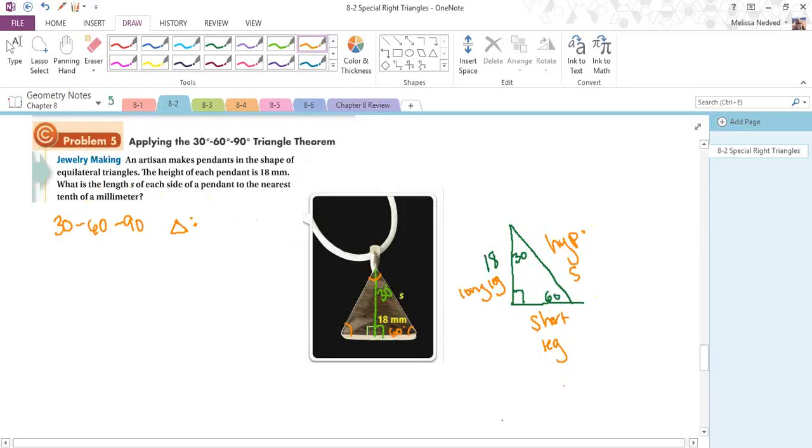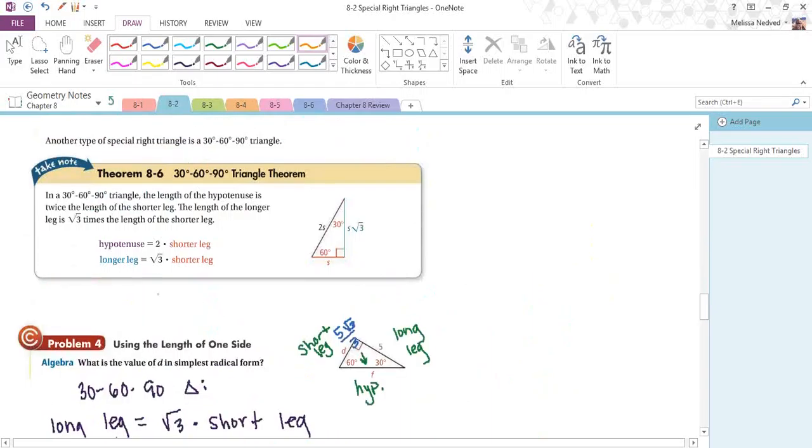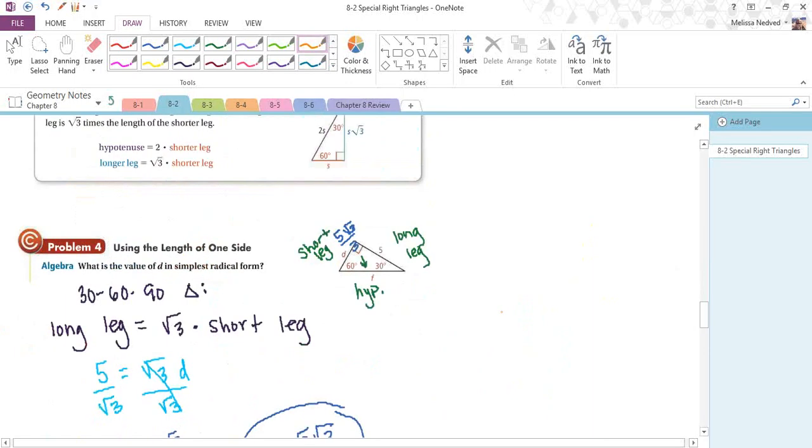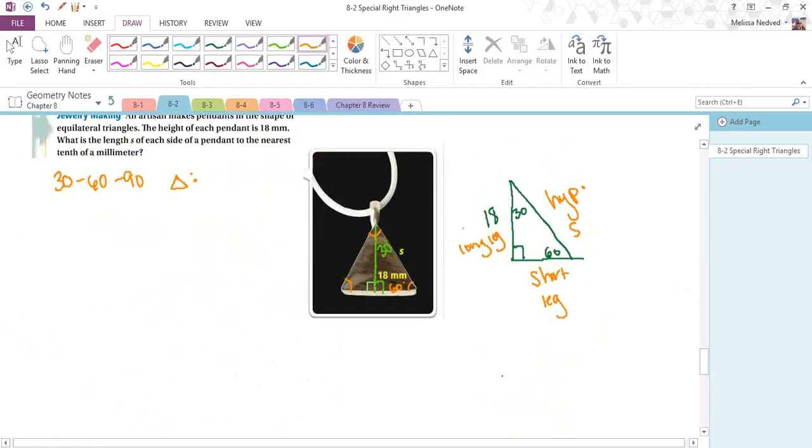so I'm going to label that S. Now, in order to find the hypotenuse, like we said in the previous example, I only have one formula that uses hypotenuse, and that is the hypotenuse is equal to 2 times the shorter leg. But I don't know the short leg in this pendant problem. I'm not given that, so I can't go right ahead and plug in that formula using hypotenuse. I need to first use the formula using the longer leg to find the short leg, then I can go ahead and use the hypotenuse formula.